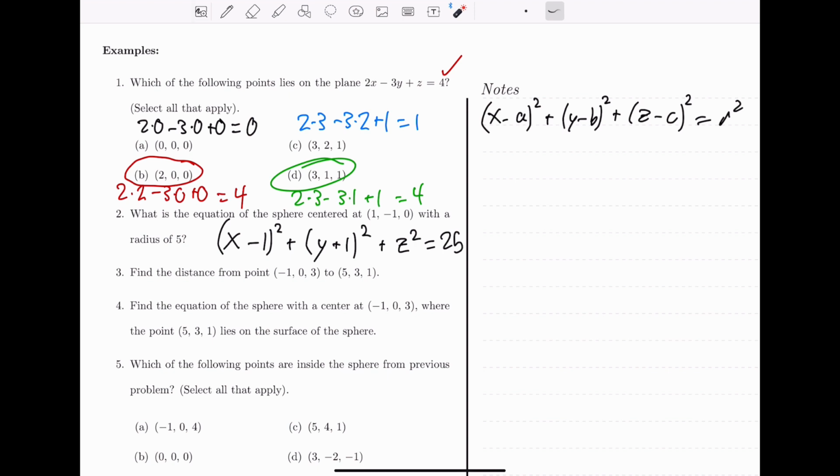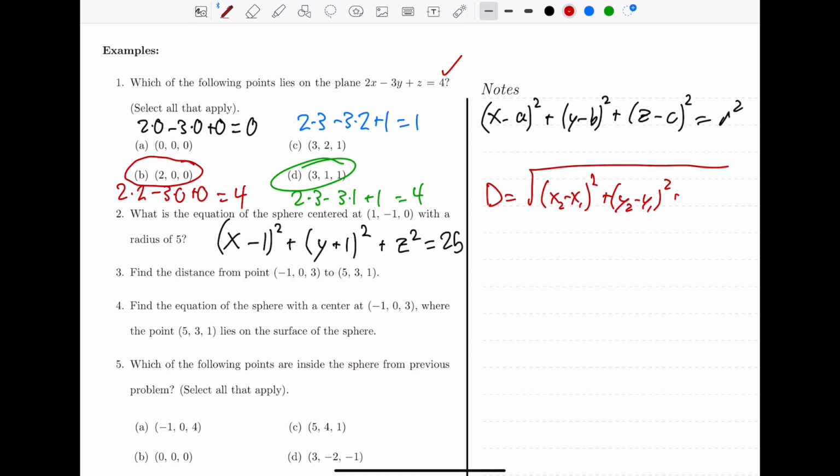Let's practice using the distance formula with example 3. We have 2 points. We want to find the distance between them. So from the previous page, the distance formula is the square root of the x components difference, x2 minus x1 squared, plus y2 minus y1 squared, plus z2 minus z1 squared.